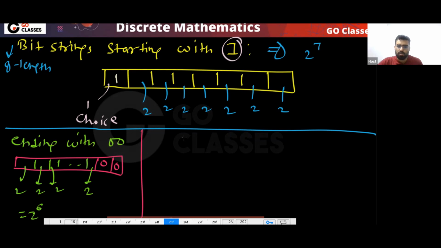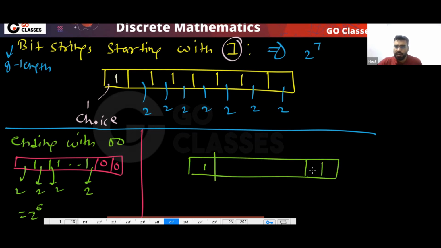And now, how many do we have which start with 1 and end with 00? For them we have 2 power 5, because the first is fixed as 1 and the last two are fixed as 00. The remaining positions have two choices. So this will be 2 power 5.